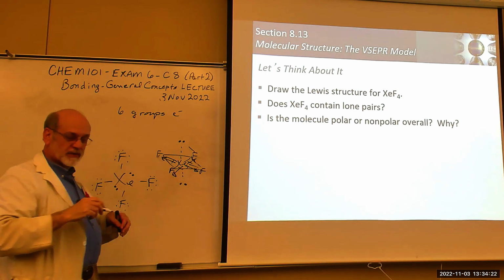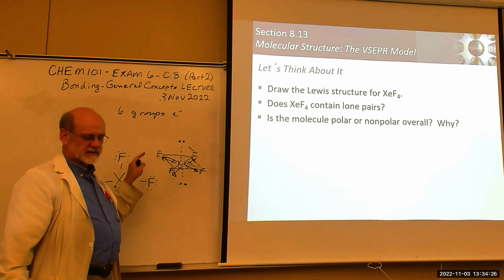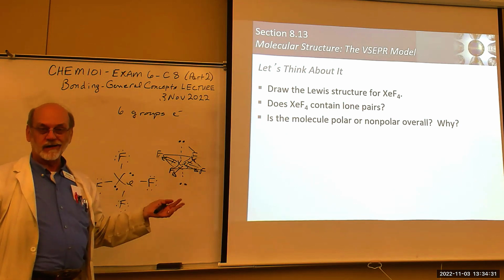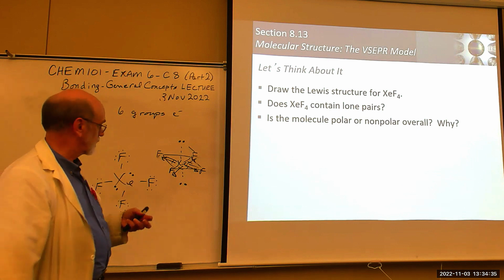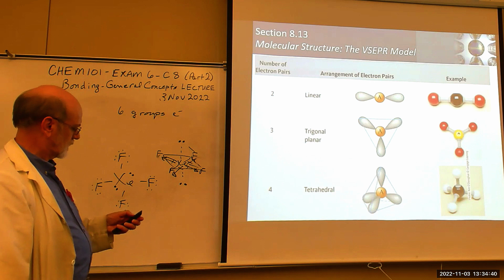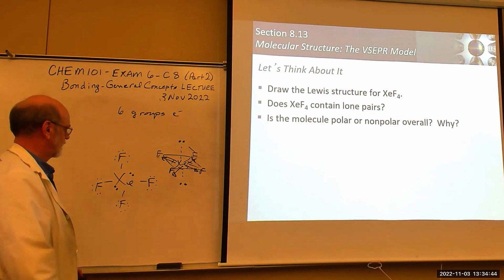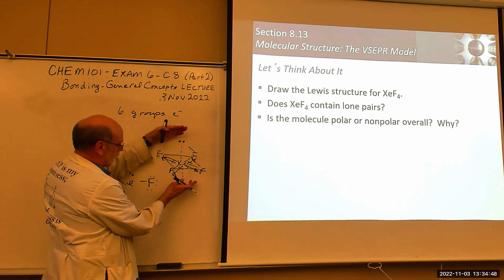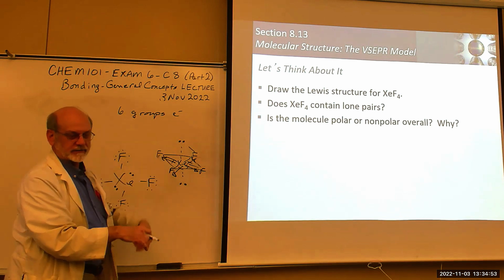But the position of the fluorines says that the dipoles are this way. They're all equivalent, and they're pointing to the corners of a square, so they cancel each other out. That means this molecule is nonpolar. It can't be polar this way either, because these are equivalent lone pairs. They cancel each other out.